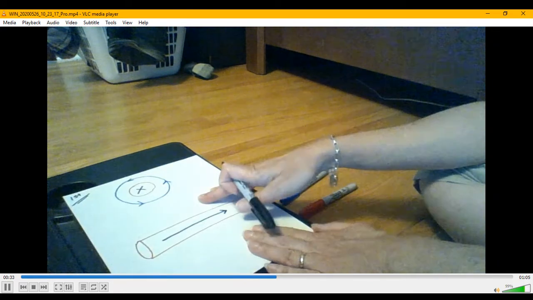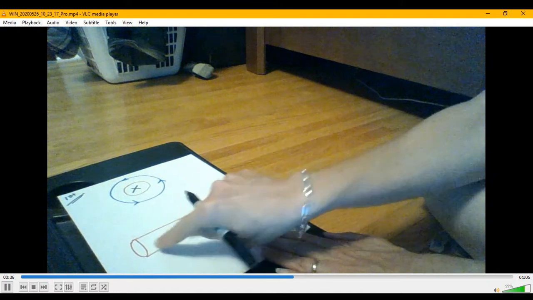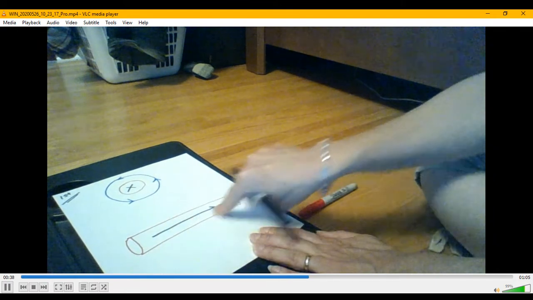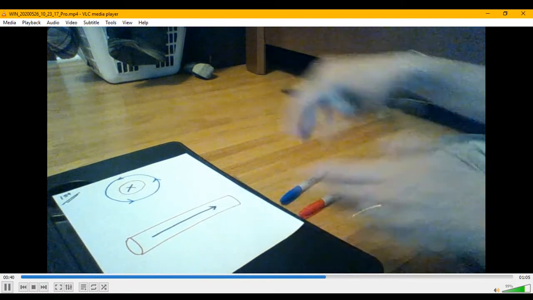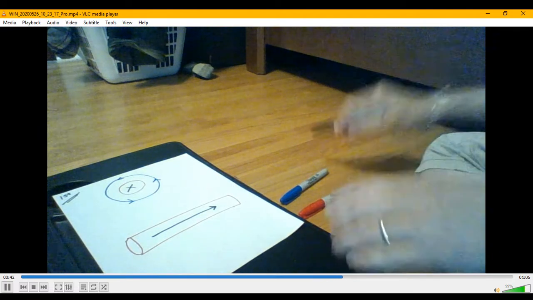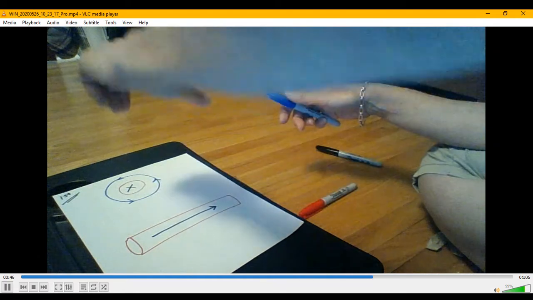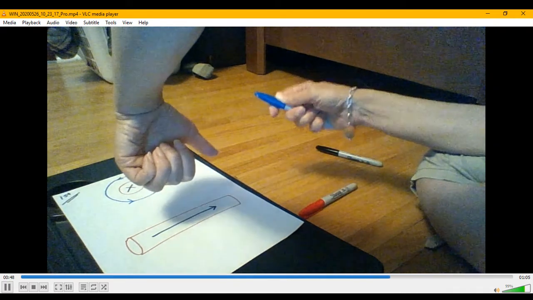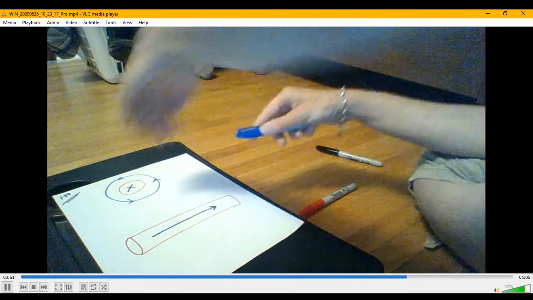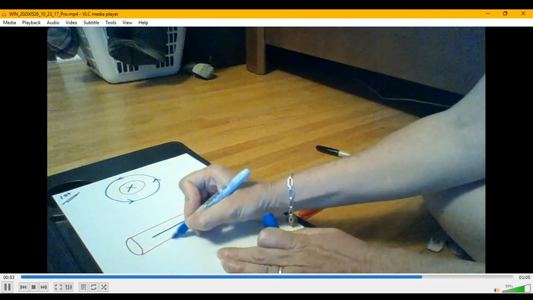The second diagram is looking at a wire from the side. You can see it already has the current flowing through the wire. What it's missing is its magnetic field, and it's a circular magnetic field, remember. So I point my thumb in the direction of the current flow, my fingers curl, and you can see my fingernails are like the direction of the arrows.